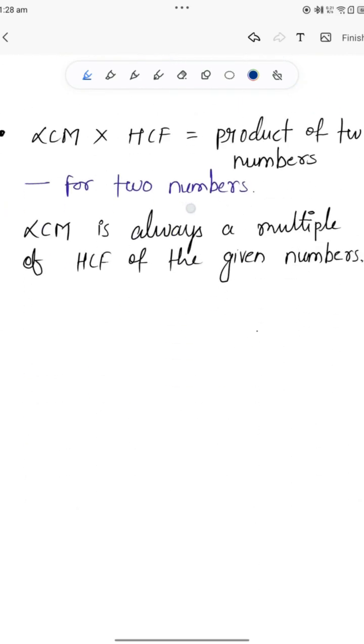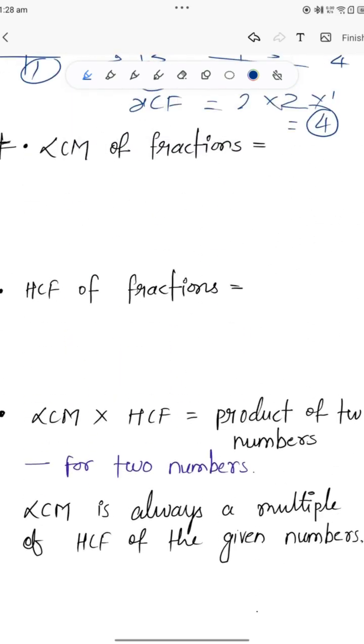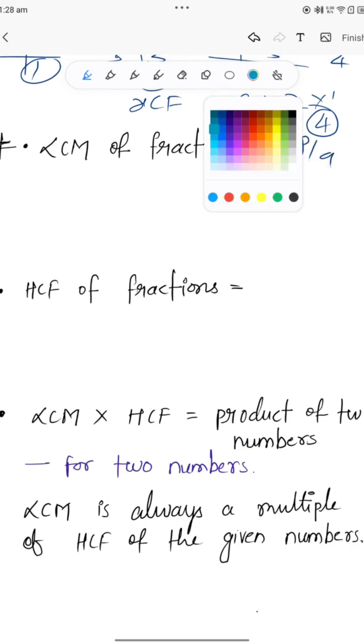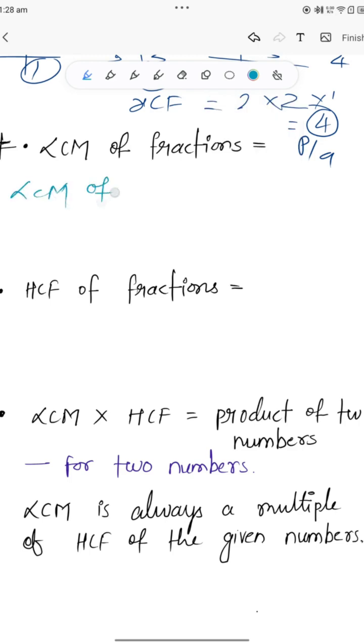Then there are two more concepts, that is LCM of fraction and HCF of fraction. So LCM of fraction, suppose you have P by Q, numerator by denominator. So what will be the LCM? LCM of fraction is LCM of numerator by HCF of denominator.